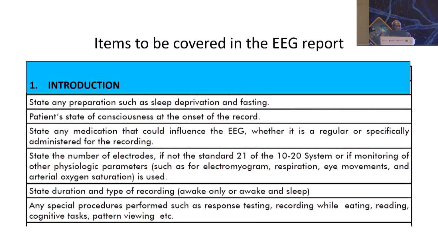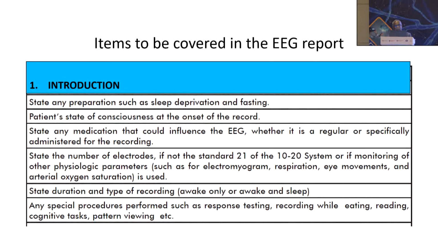One is, at the stage of any preparation of the patient, such as sleep deprivation and fasting. And the patient's state of consciousness: if the patient is comatose, a Glasgow Coma Scale to which the EEG activity can be correlated, and the obtunded sensorium, etc. Dinesh has already told you that in an ICU setup, it becomes extremely important.